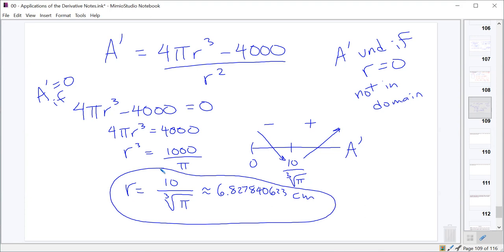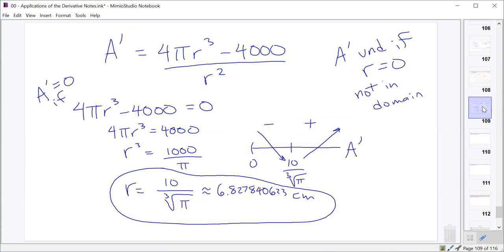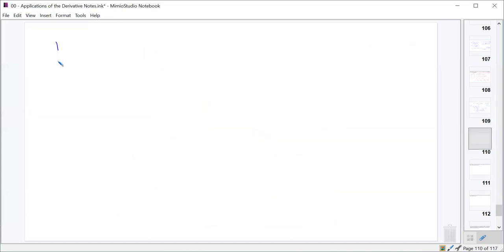And then we're also asked, well, it said find all the dimensions. If we go back to the beginning of what we looked at here, we know that h is equal to 2,000 over pi r squared. And so we're just going to do h for this. If h is 2000 over pi r squared, let's evaluate that when r is 10 over the cube root of pi. So 10 over the cube root of pi. That's what we'll have here.